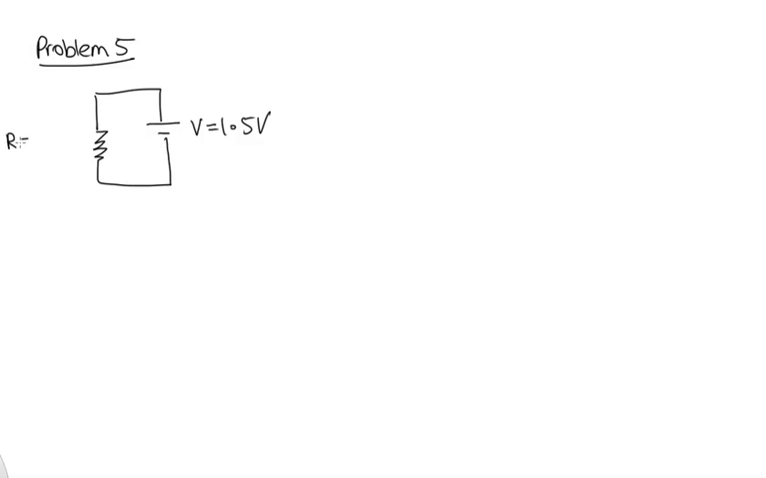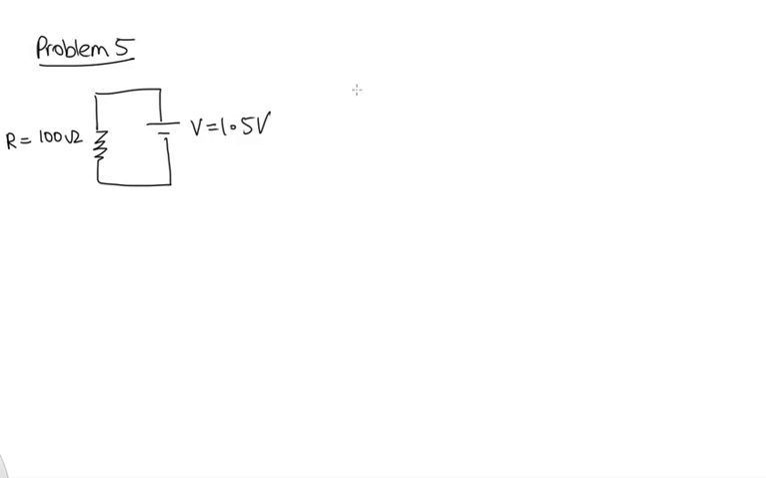Problem 5. We're asked to calculate the current flowing through this circuit. And so we're given a circuit diagram. We've got a power supply with V equal to 1.5 volts. And we've got a resistor here with a resistance of 100 ohms.